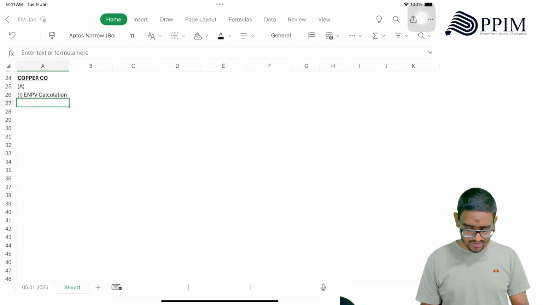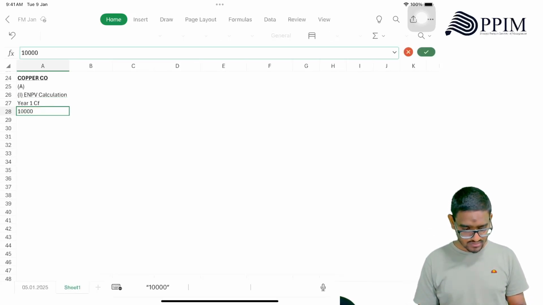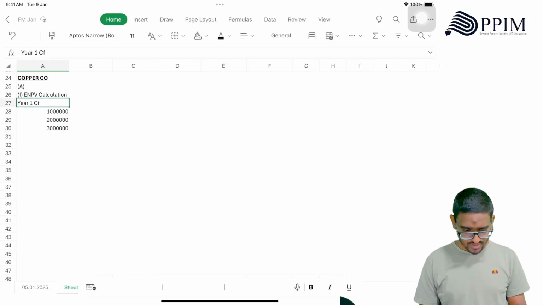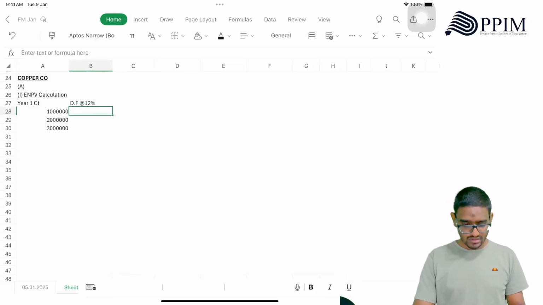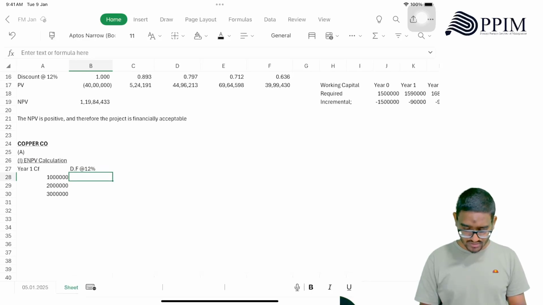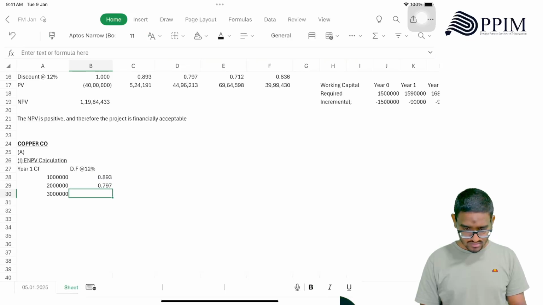So you have year 1 cash flows: 1 million, 2 million, and 3 million. Then you can multiply by your discount factor. In this case, your discount factor is 12%. I think we have the 12% factors here: 0.893, 0.797, and 0.712.